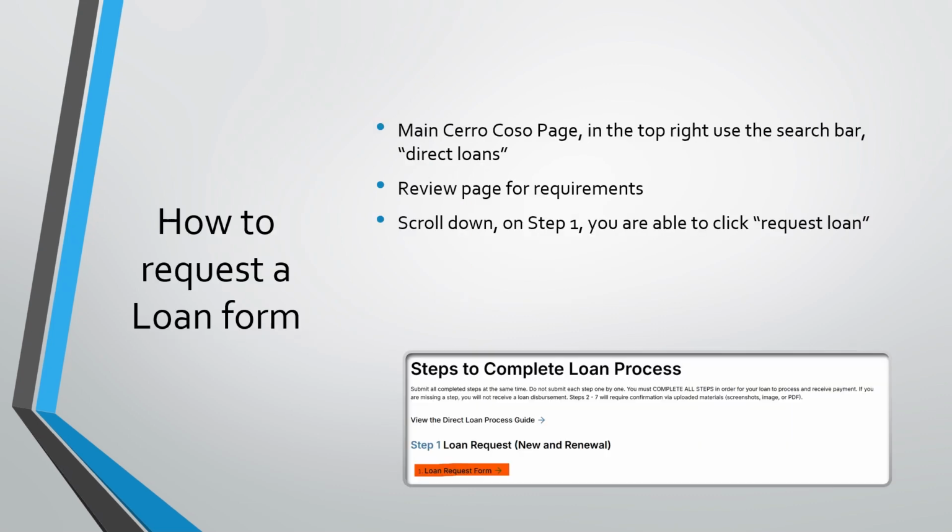To request a loan, visit the main Cerro Cosa website and use the search bar to find direct loans. Review the requirements page, then scroll to Step 1 and select Request Loan.